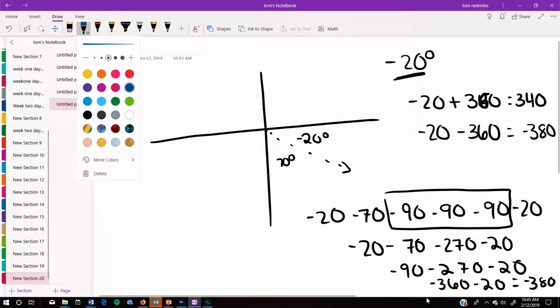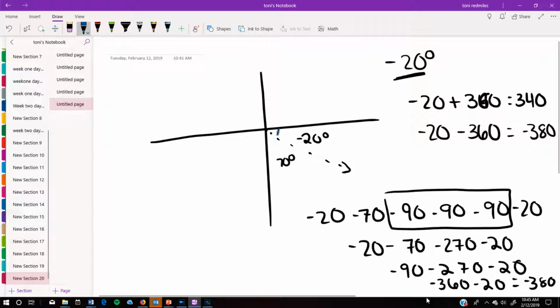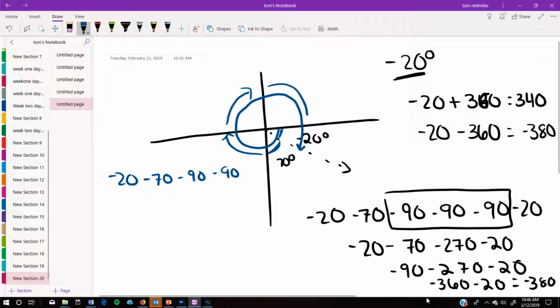I still start with initial. I go in a clockwise direction around all the way to the terminal. Okay, so this is negative 20. Then I do this, and I'm flowing negative, so it's a negative 70, negative 90, negative 90, negative 90, and I'm not to the terminal yet, negative 20. And then I just add it all up if I'm doing it the visual way. If I'm not, I can just add my 360 minus my 360.